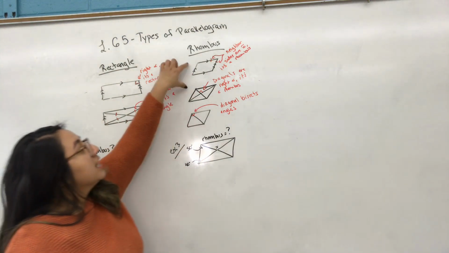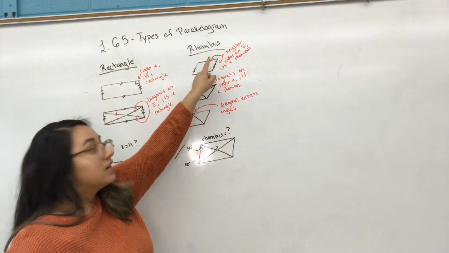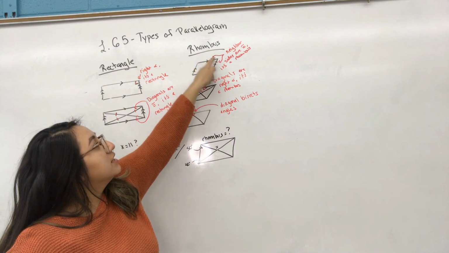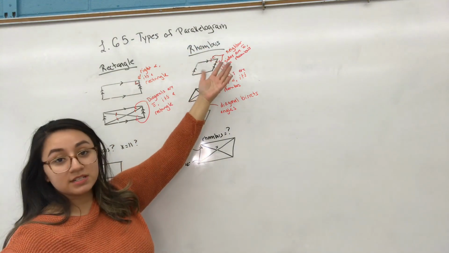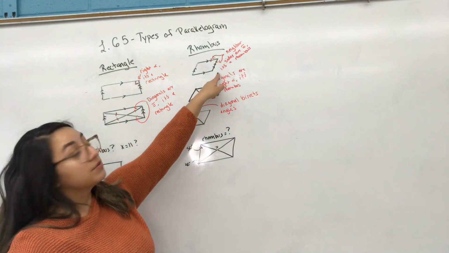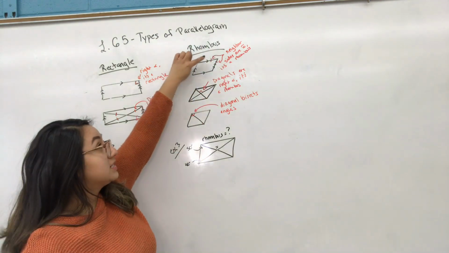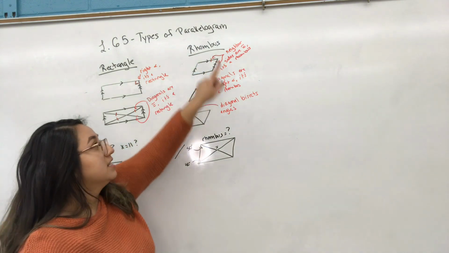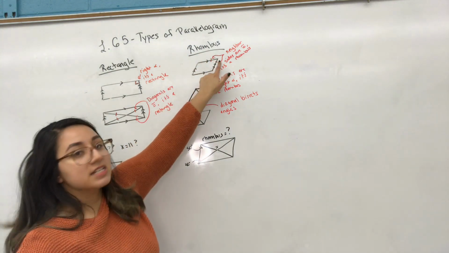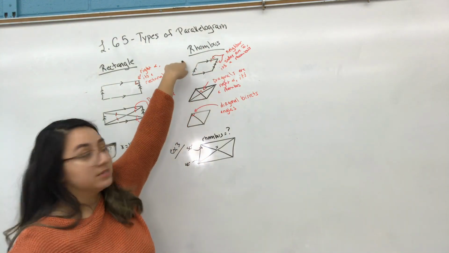Rhombus: if neighbor sides, not sides that are across, just side by side, they're called consecutive sides. If they are congruent, so that symbol right there, then it's a rhombus. So if this side is 7 and this side is 7, that means it's a rhombus. If this is 7 and this is 8 and this is 8, it's not a rhombus.